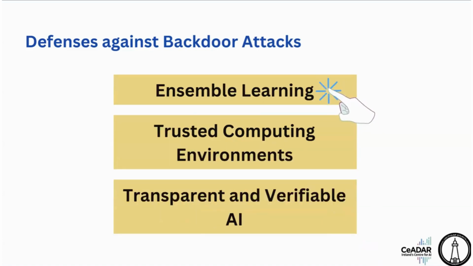So let's talk about ensemble learning. Ensemble learning involves combining multiple GNN models with different architectures or training parameters. It means we will have different GNN models. If one model is compromised, the other model will take over. That's the basic idea of ensemble learning.